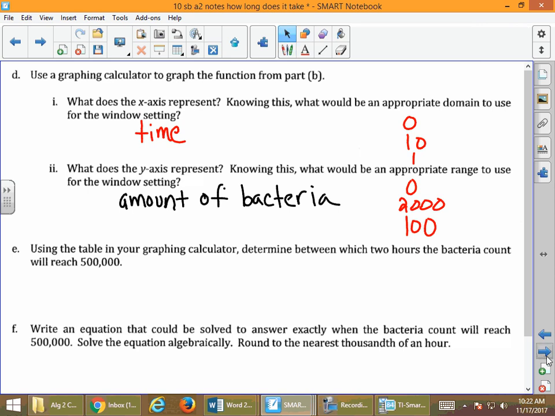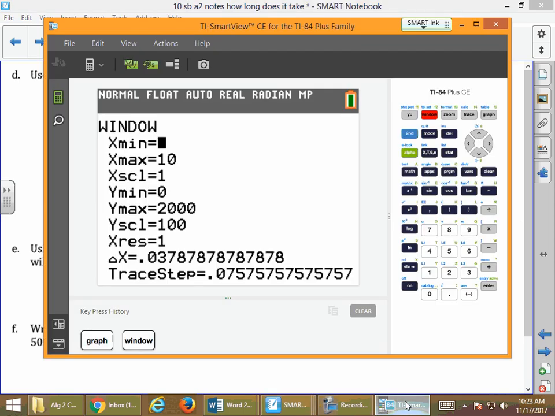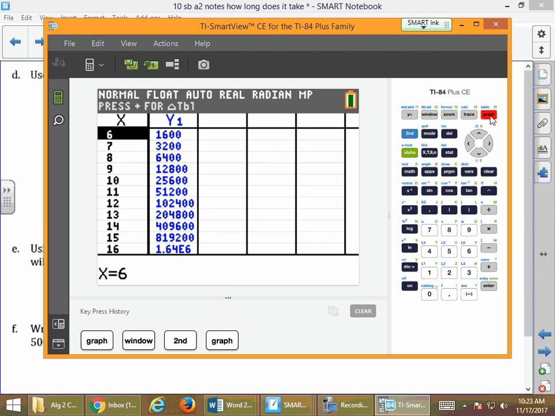And as we go back to our calculator here, part E says use the table in your graphing calculator, determine between which 2 hours the bacteria count will reach 500,000. So I'm going to go to second and graph, which gets us to the table function. Your calculator probably starts at 0. And mine's just been used today, which is why it's not starting there. And I am struggling with it already.